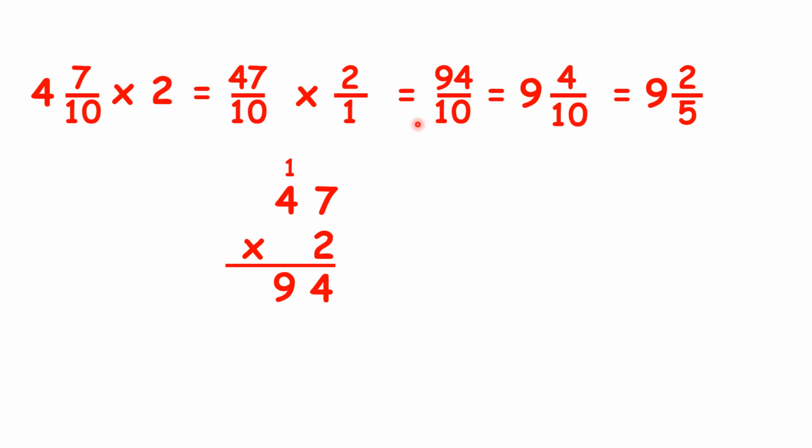And here's one extra thing we can do to help us. We can check that our answer is realistic. So our question was 4 7/10 times 2. Now we know that 4 7/10 is between the whole numbers 4 and 5. So if we know that 4 times 2 is 8 and 5 times 2 is 10, our answer should be between 8 and 10. And as 9 2/5 is between 8 and 10, we can be confident that we have the right answer.